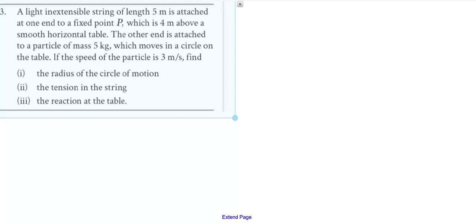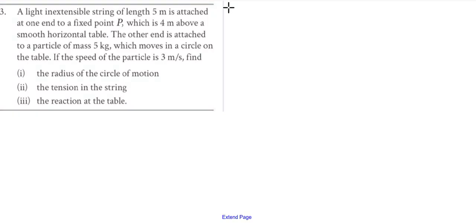An extensible string of length 5 is attached to one end of a fixed point P, which is 4 meters above a smooth horizontal table. The other end is attached to a mass of 5 kilograms, which moves in a circle on a table. If the speed of the particle is 3 meters per second, find the radius of the circle of motion.